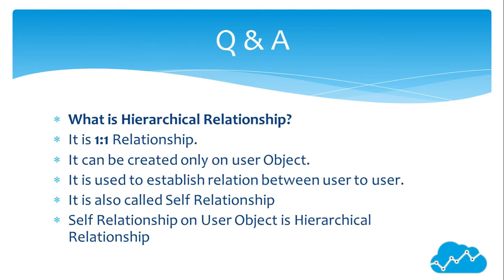What is hierarchical relationship? It is a one-to-one relationship. It can be created only on the user object. It is used to establish a relation between user and user. It is also called self-relationship. Self-relationship on the user object is the hierarchical relationship.